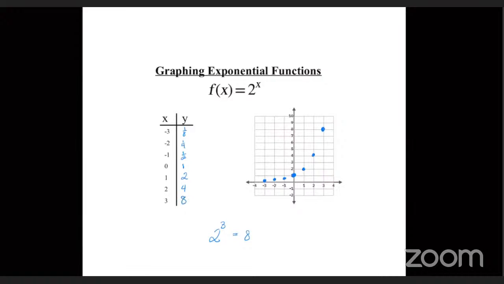One of the things you'll notice is that no matter what smaller negative number I plug into this, I'm going to continue to get a smaller and smaller fraction. So it's going to get really close to 0, but never get to 0. And as I connect these dots, as I move to the right, it just zooms up in the air, gets really big, really fast.